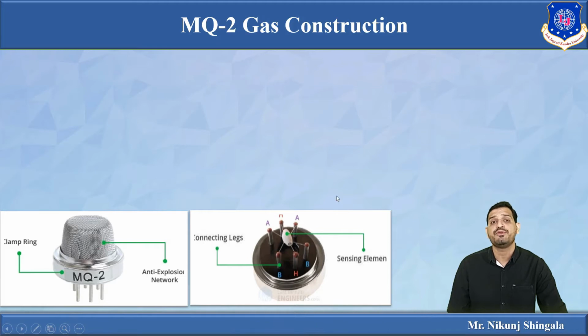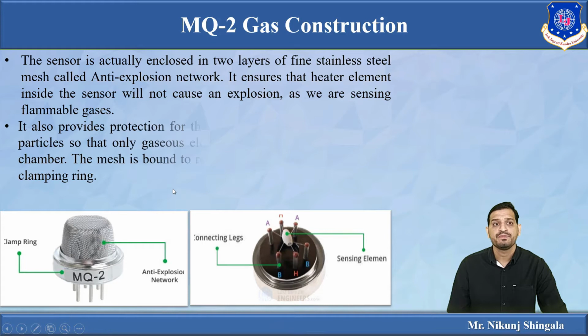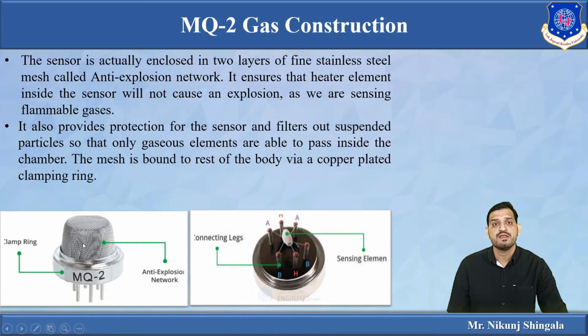Now this is the construction of the MQ2 gas sensor. Basically it consists of mesh. You can see the sensor is enclosed in two layers of fine stainless steel mesh, and it is also known as the anti-explosion network. What is the purpose of that? It ensures that the heater element inside, basically the sensing element, will not cause any explosion, as we are sensing flammable gases. It also provides protection for the sensor and filters out suspended particles. It allows only the gaseous elements which are going to be detected to pass through. The mesh is bound to the rest of the body via a copper ring. You can see here, it is connected with the body by means of this clamp ring.